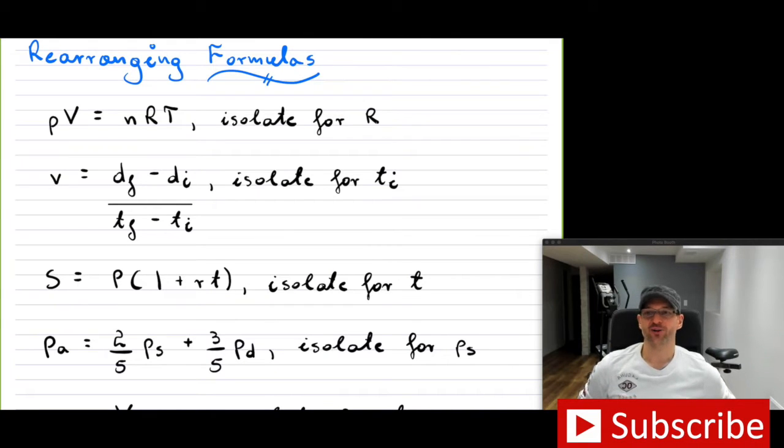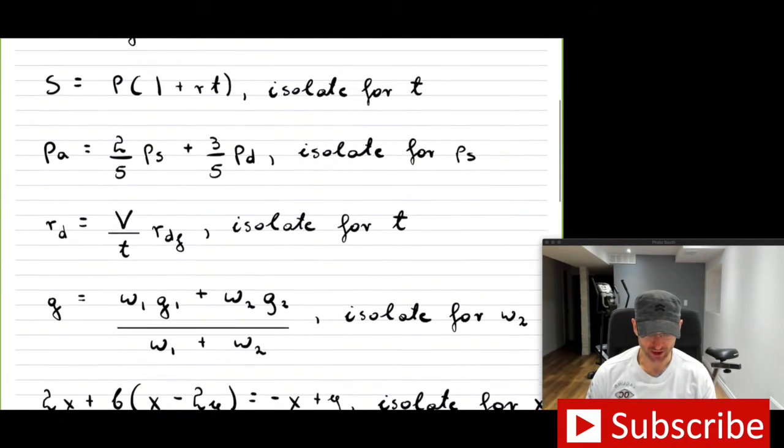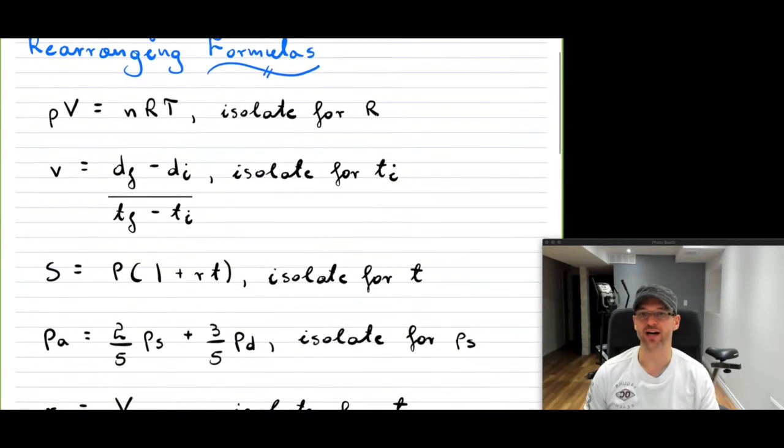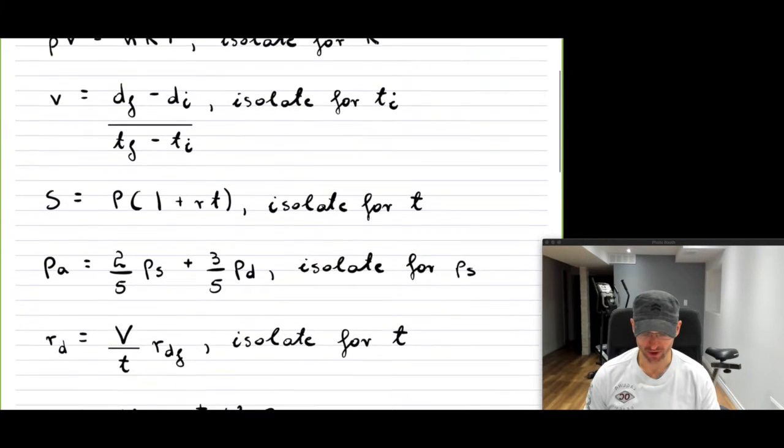So we're going to tackle rearranging formulas. You'll see here on the screen, there are numerous formulas that we're going to be rearranging. Notice it says isolate. Isolating means the same thing as rearranging. For instance, the first one says isolate for R, or rearrange for R. So we want to be able to do all of this.